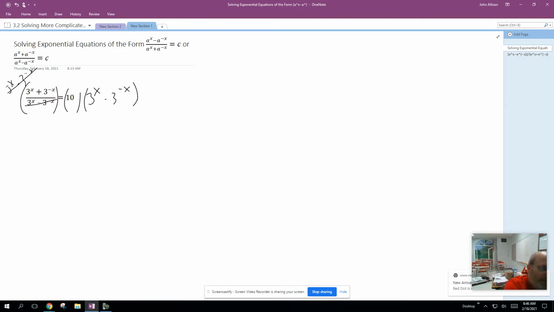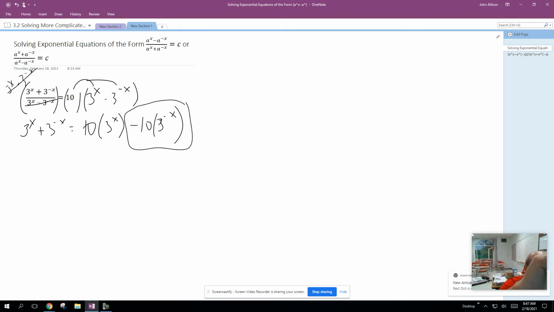then on the left side, that cancels and leaves me with 3 to the x plus 3 to the negative x equals, and I distribute this 10 and get 10 times 3 to the x minus 10 times 3 to the negative x. Now understand, properties of exponents, you cannot combine these two and multiply that and say it's negative 30. You cannot do that. That's not equivalent to that. This is 10 times 3 to the negative x. This is 10 times 3 to the x. It's not 30 to the x power. You cannot combine those unless they have the same exponent.